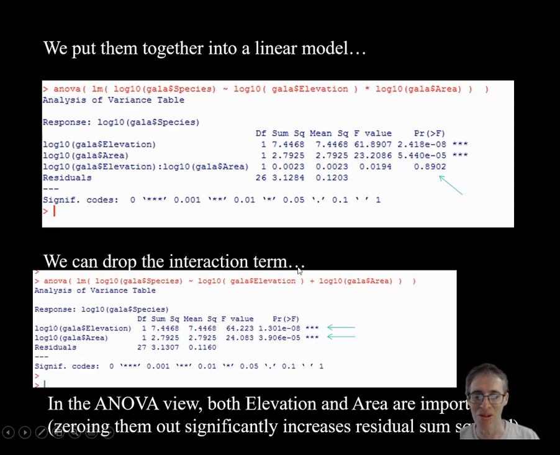So in this ANOVA view, I'm just going to go ahead and drop the interaction term. That's not significant here. So from here on, I'll just deal with the plus part of this instead of the star part of that, right? So just drop a parameter that I don't need. So in this ANOVA view, both the elevation and the area are important.